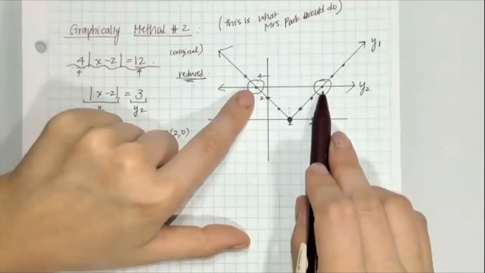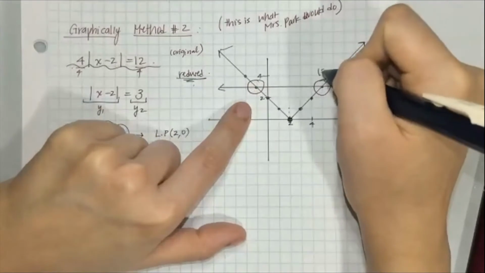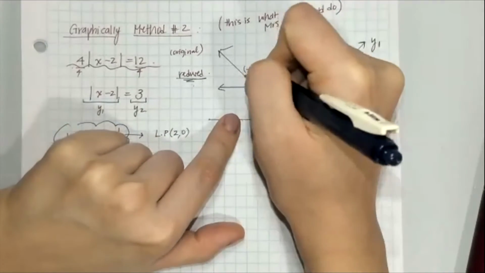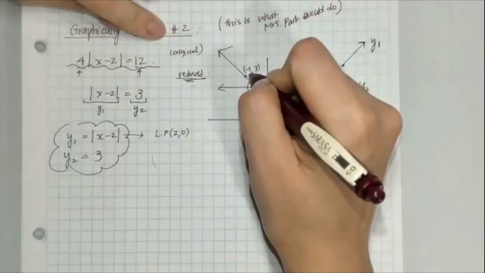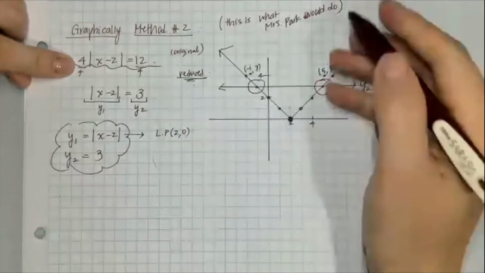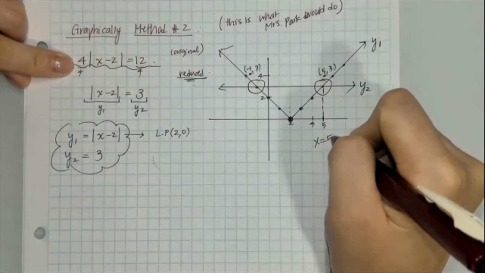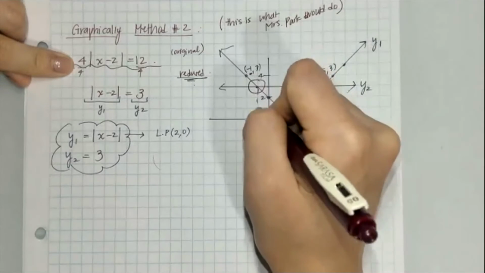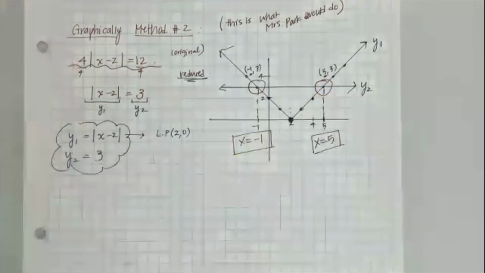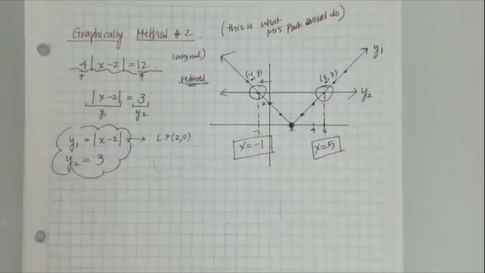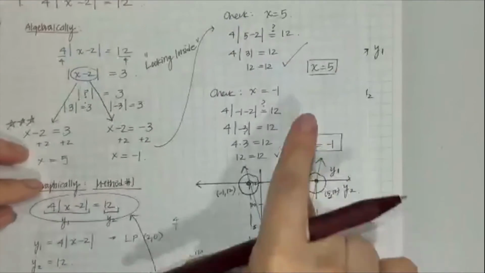So then looking at where they intersect, I know that the coordinates here are 5, 3 and -1, 3, but I only care about the x coordinate because my original equation only has an x. So then we're going to say this is x value of 5. And then this is an x value of -1. And those are my solutions. Exactly the same as my previous graph. And then my algebra.